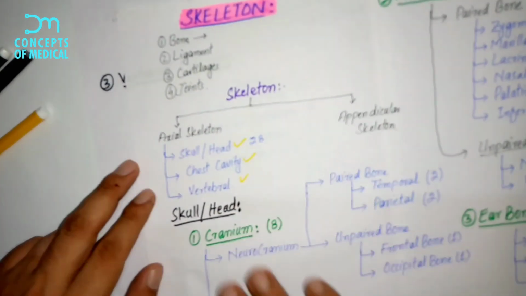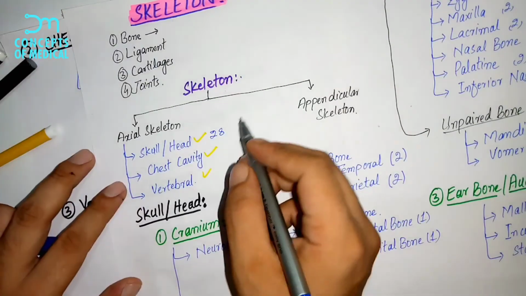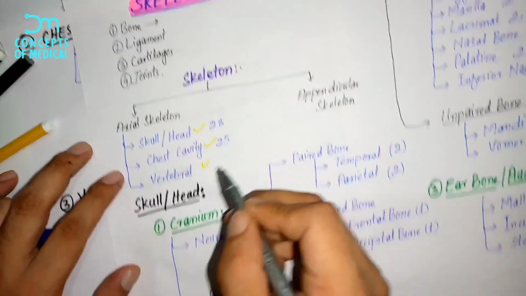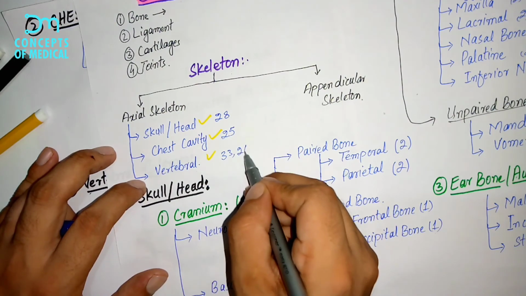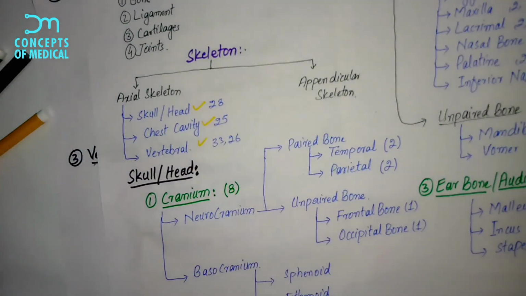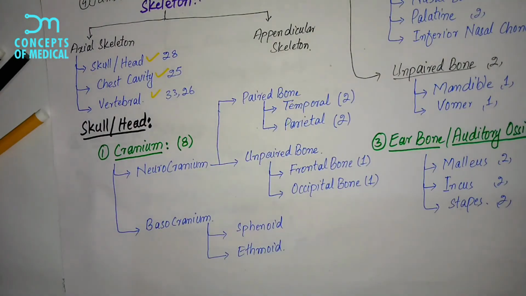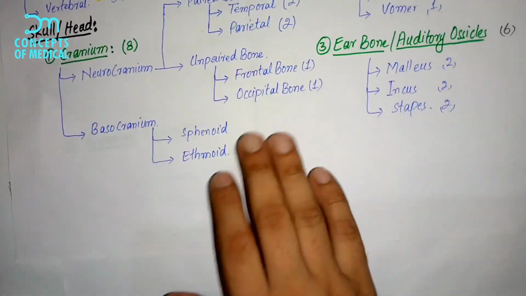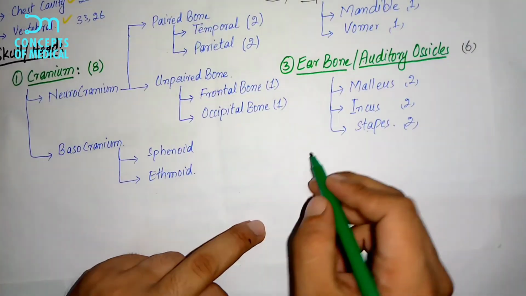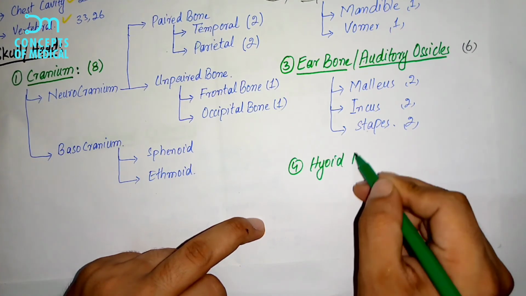In the chest cavity, how many bones do we have? 25. Here I have told you, right? So in the chest cavity we have 25 bones, and the vertebral column is 33 or 26, right? And one more bone is the hyoid bone, which is present in our neck region. We did not study it in the axial or appendicular skeleton, but we will include it here. The fourth one is the hyoid bone.